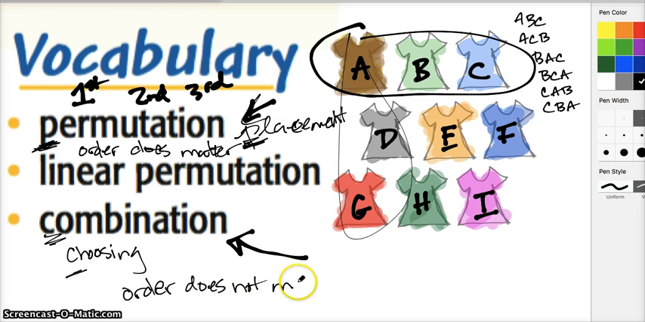So the next concept that we're going to talk about is the linear permutation. The linear permutation is really just the different ways that people or things can be lined up. So it's, again, dealing with order, the different organization of a line of things, people, items, jewelry, fruit. All right, with that, let's get started.